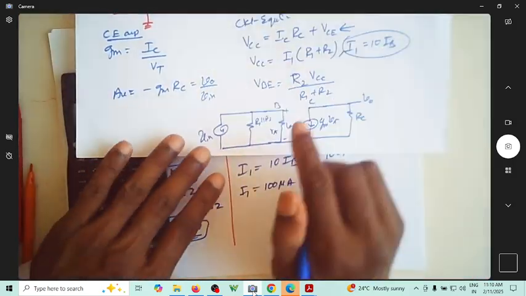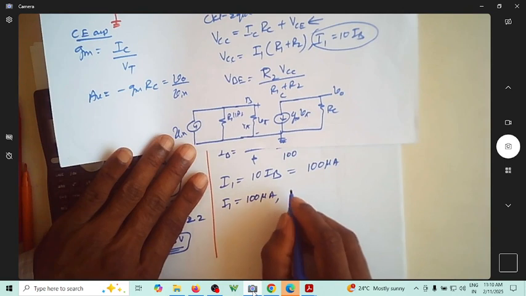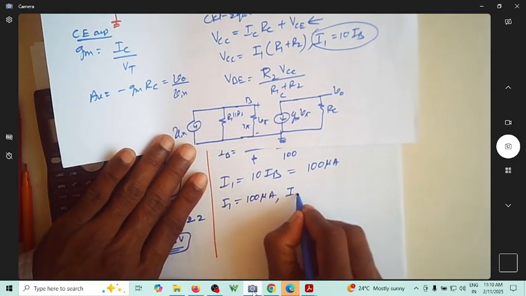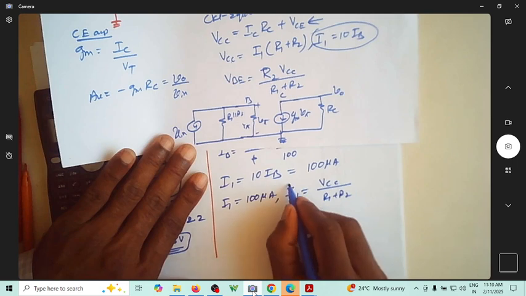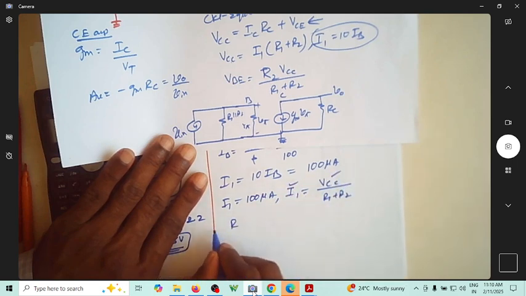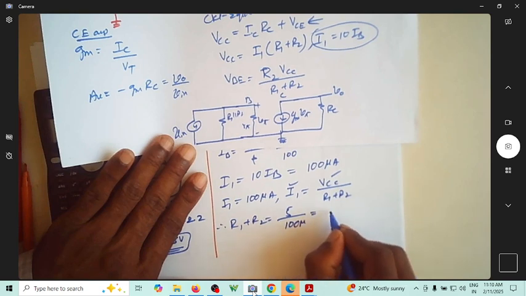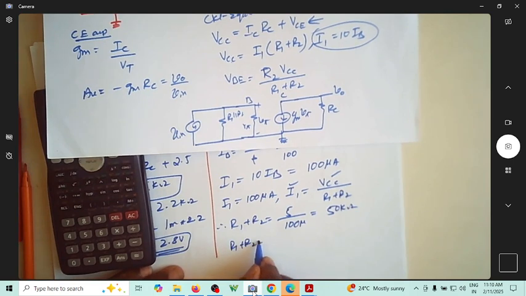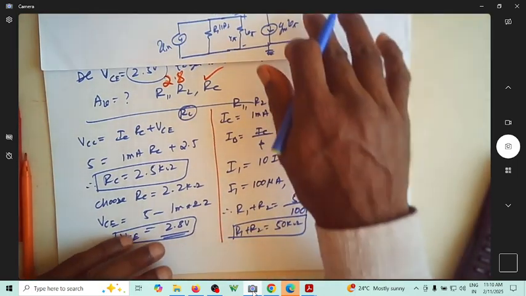So you have this equation. I1 is equal to VCC by R1 plus R2. You know I1, you know VCC, so what is R1 plus R2? Therefore, R1 plus R2 is equal to 5 by 100 micro, which is nothing but 50 kilo ohm. We still don't know what R1 is, what R2 is, but their summation is 50 kilo ohm.